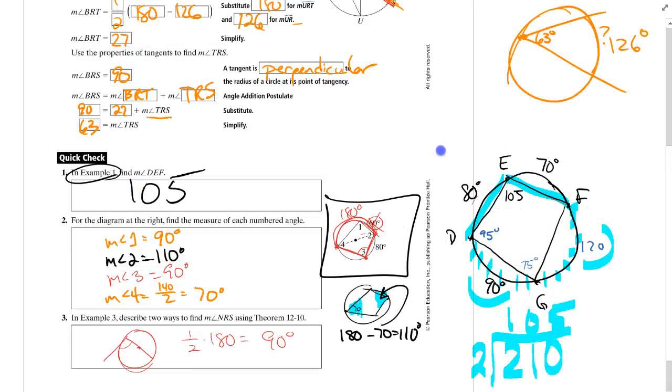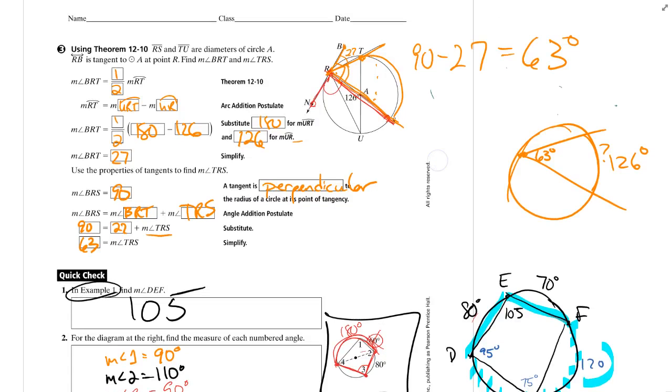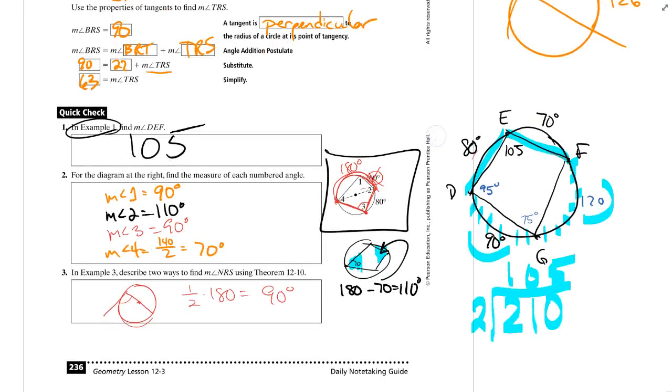Or you could say that you've got 2 separate angles that we can add together, NRU and URS, but if we do angle addition, we still end up with this idea of a chord going through the center of the circle, which makes it a diameter, which means we're talking about half the circle. So 90 degrees either way.